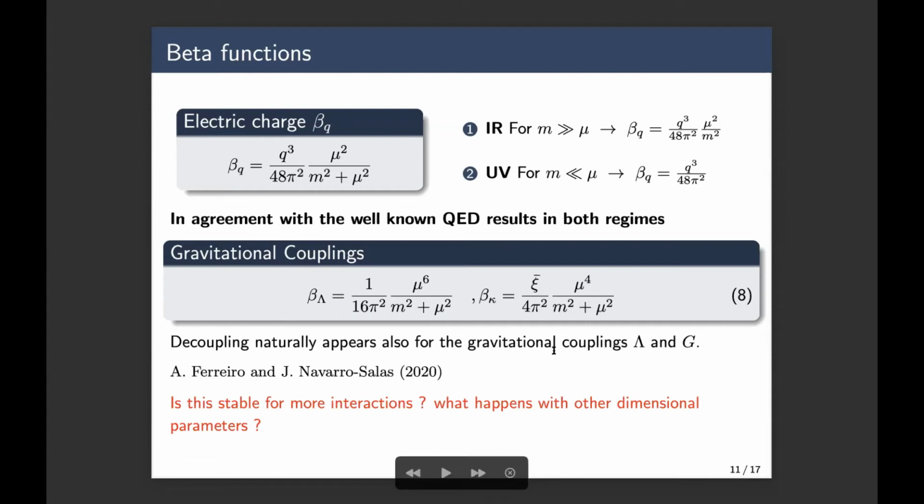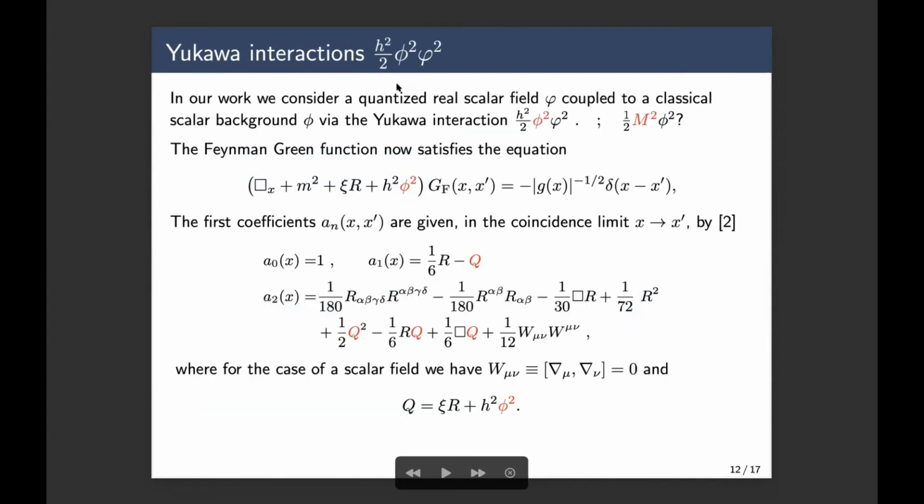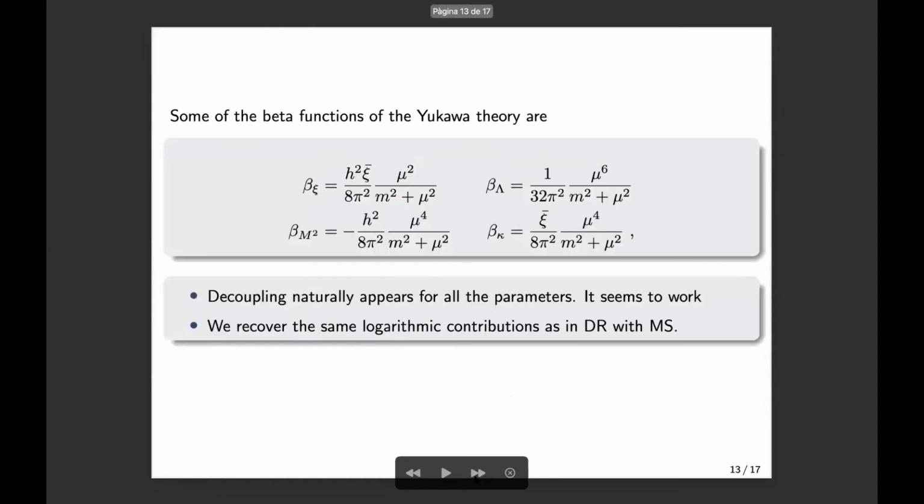So, okay, is this stable for more interactions? And what happens with other dimensional parameters? We try to answer these questions by studying the Yukawa interactions, where in this first case, we will have a classical scalar background, and we will consider the scalar quantum corrections to this background. So we can compute the one loop effective action by taking the equation from the Feynman-Green function. And we see now that we need to include a new term, which is proportional to the scalar background. The Debye coefficients have to be modified to include the scalar background. And this will give us a new term required for renormalization.